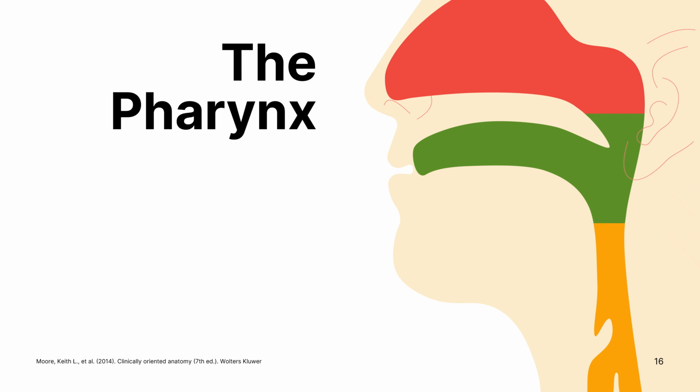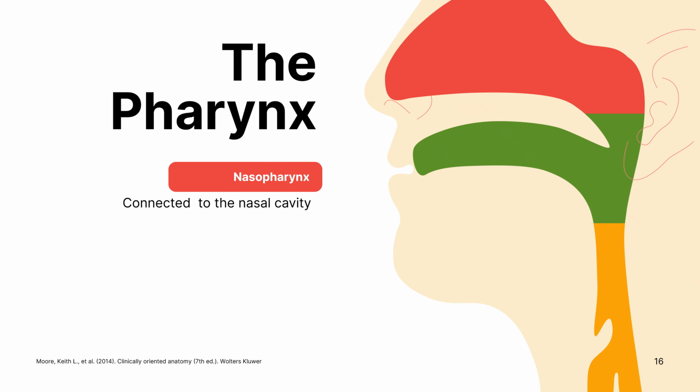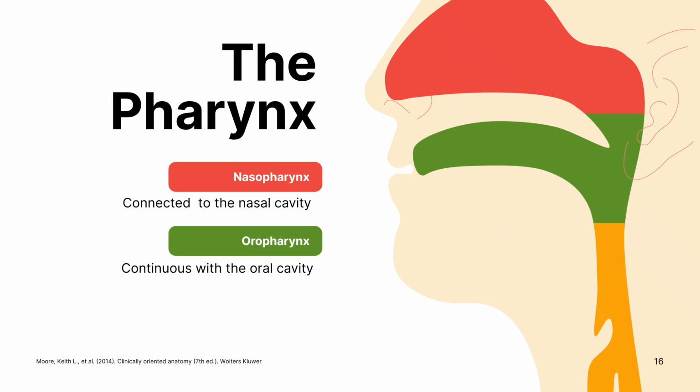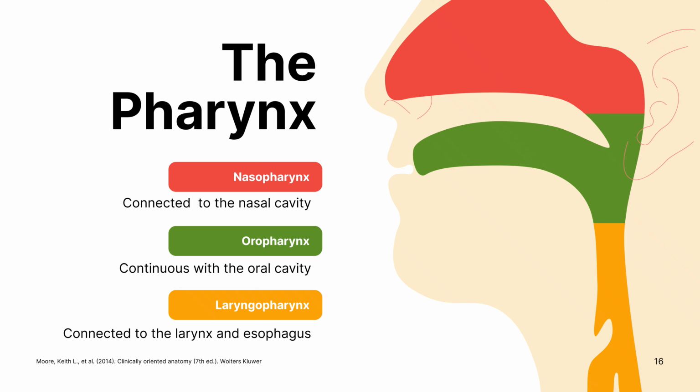The pharynx is divided into three distinct parts. The nasopharynx is connected to the nasal cavity and serves as a passage for air. The oropharynx, which is continuous with the oral cavity, serves as a common passage for both air and food. And the laryngopharynx, which connects to the larynx and esophagus, directs food and liquids into the esophagus, while allowing air to enter the larynx and trachea.